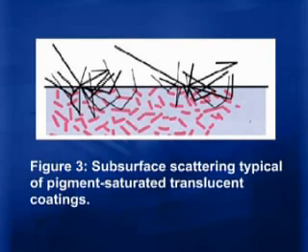This picture that you are seeing right now is trying to mimic the same phenomenon. The subsurface scattering, which is typical of pigment saturated translucent coatings, is being shown in here. Yes, of course, this terminology of the pigment saturated translucent coating is for the lacquer surface that we have just taken for example.